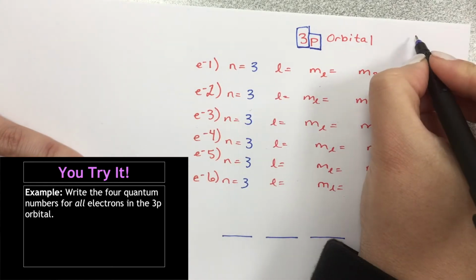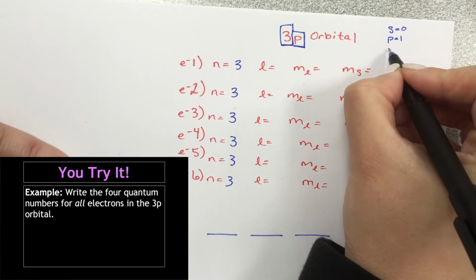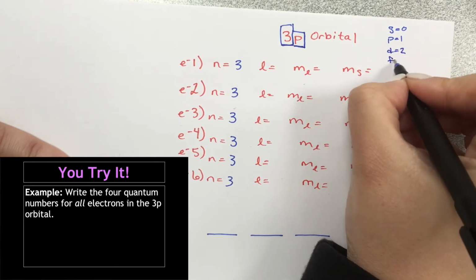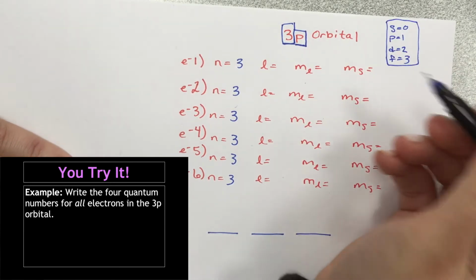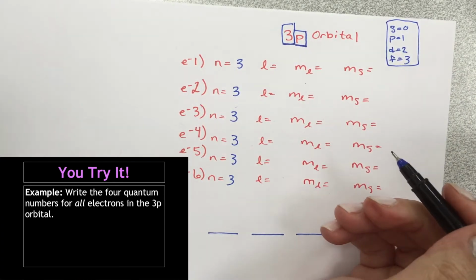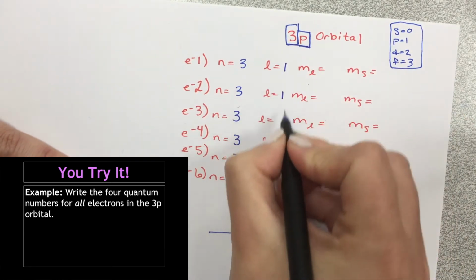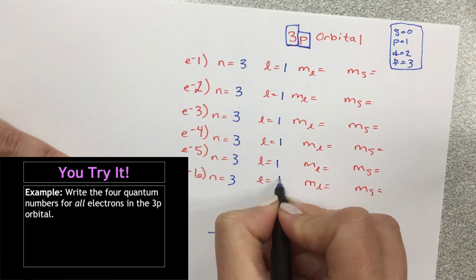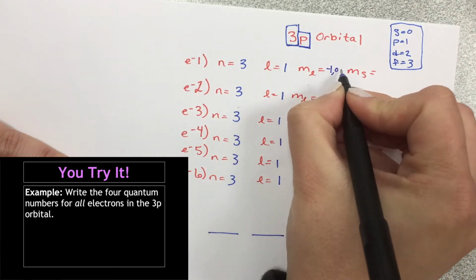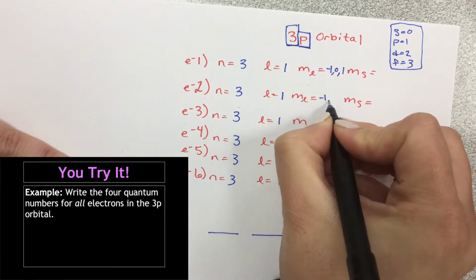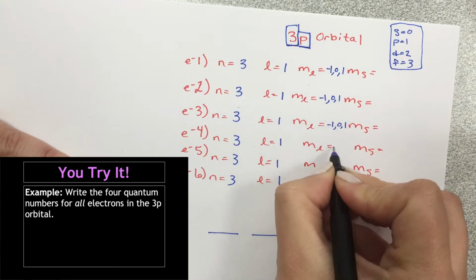So remember, just like a recap, S equals 0, P equals 1, D equals 2, F equals 3. Okay, you just got to kind of know these numbers, what they represent. We put a number on them, that's all they are. So we're all talking about P, so that's 1. So all of the L's are 1, okay? And all of the M sub L's means that it's -1 to +1, okay? -1 to +1, -1 to +1, okay?